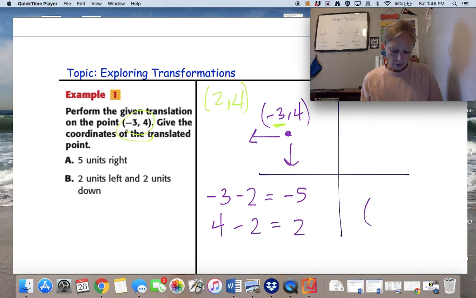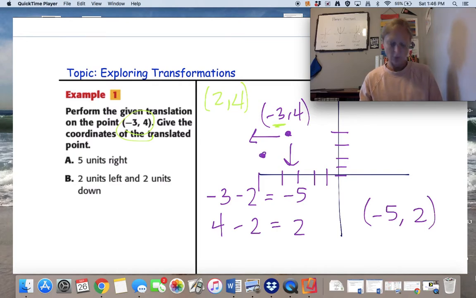So our x variable is now -5. Our y variable is 2. To double check that, I could go ahead and graph this point. I could go over -5 and then up 2, since this is at 4. And now I can see, sure enough, it's at over -5 up 2.